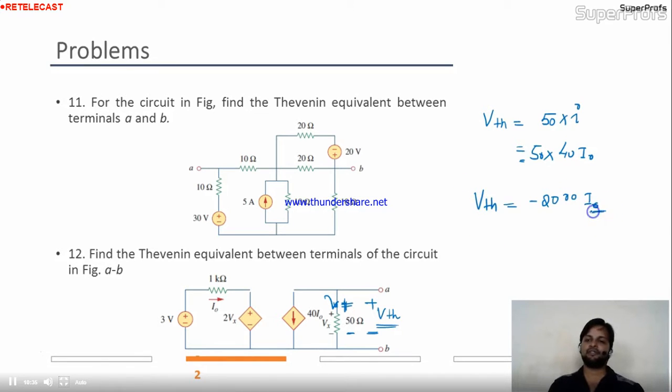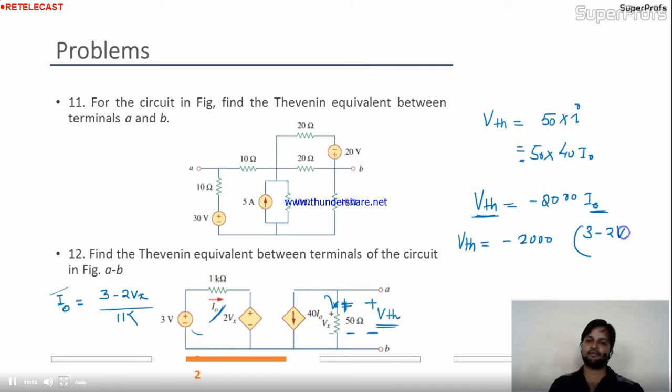So you have to remove this I naught to calculate the individual value of VTH. So can we find out over here what is the I naught? Yes, we can easily find out. Here I naught is given. For this mesh, the I naught is, tell me, 3 minus 2Vx divided by 1K. Is it okay to you? This is nothing but the I naught. When you put this value of I naught here in this equation, you will get VTH is nothing but minus 2000.